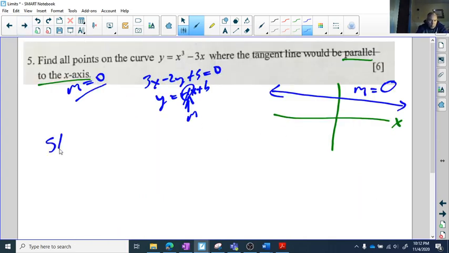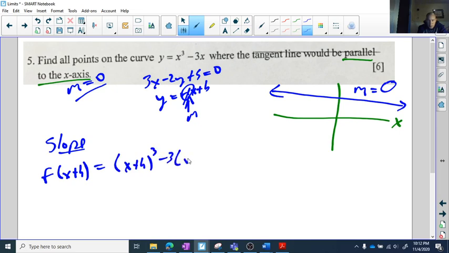So we still need our slope function, so I need my f at x plus h. Now it's a bit of a pain to do this one because you have to cube a binomial. It's going to be x plus h cubed minus 3 times x plus h. Well, to cube a binomial, you have to square it and then multiply it again by itself, unless you want to go back and do binomial theorem, which we don't want to do.